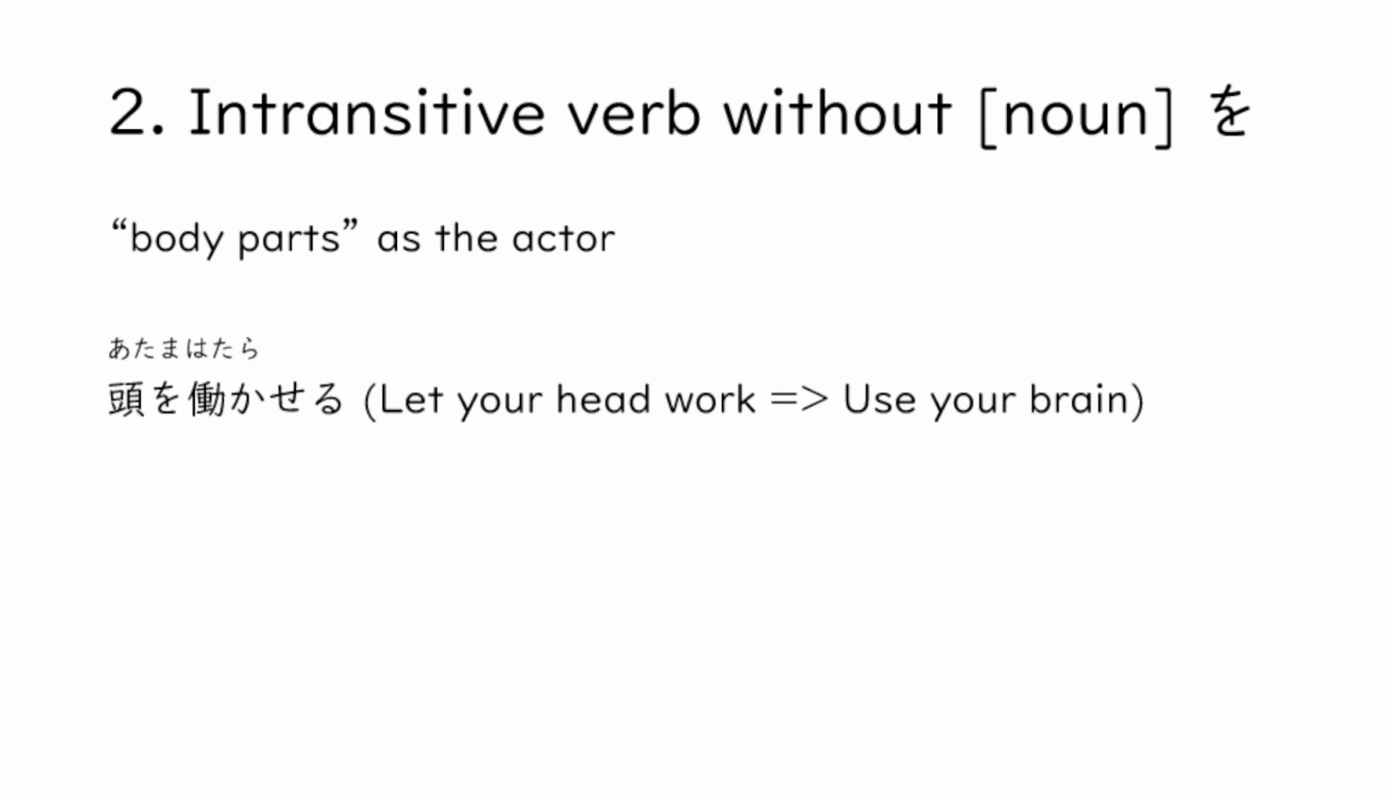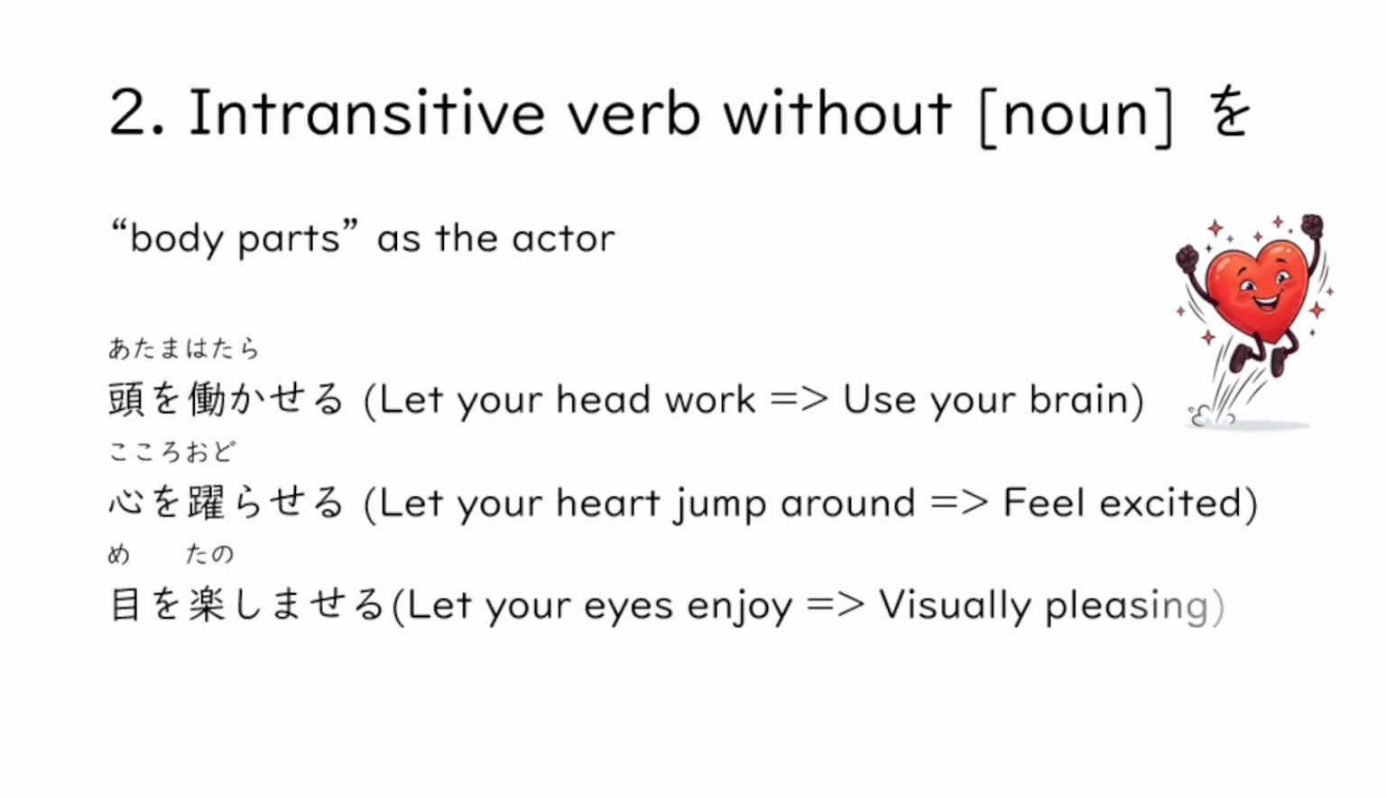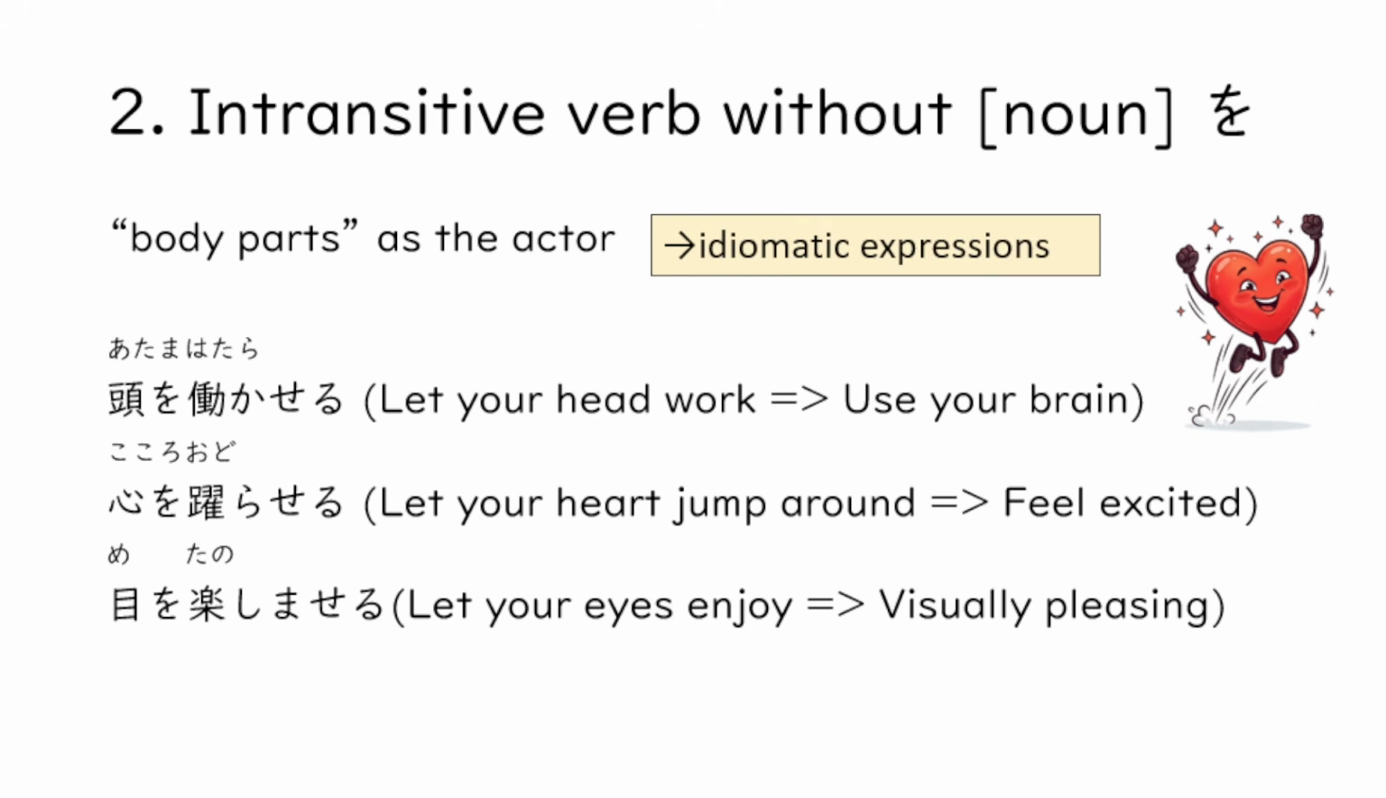brain. 心を躍らせる literally means let your heart jump around, but it basically means to feel excited. 目を楽しませる literally means let the eyes enjoy, but it means something is visually pleasing. So when body parts are used as actors in causative expressions, they typically appear in idiomatic expressions.